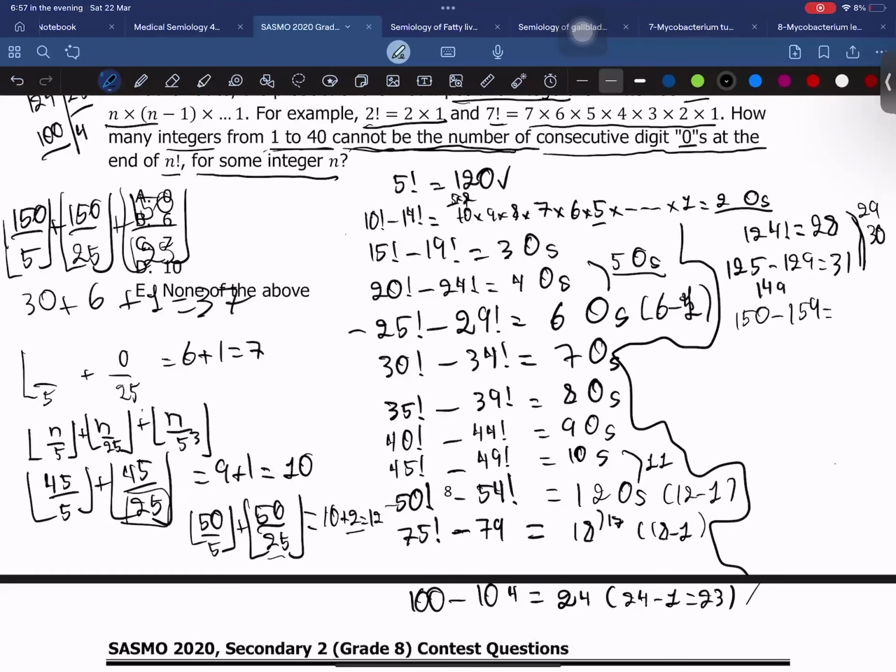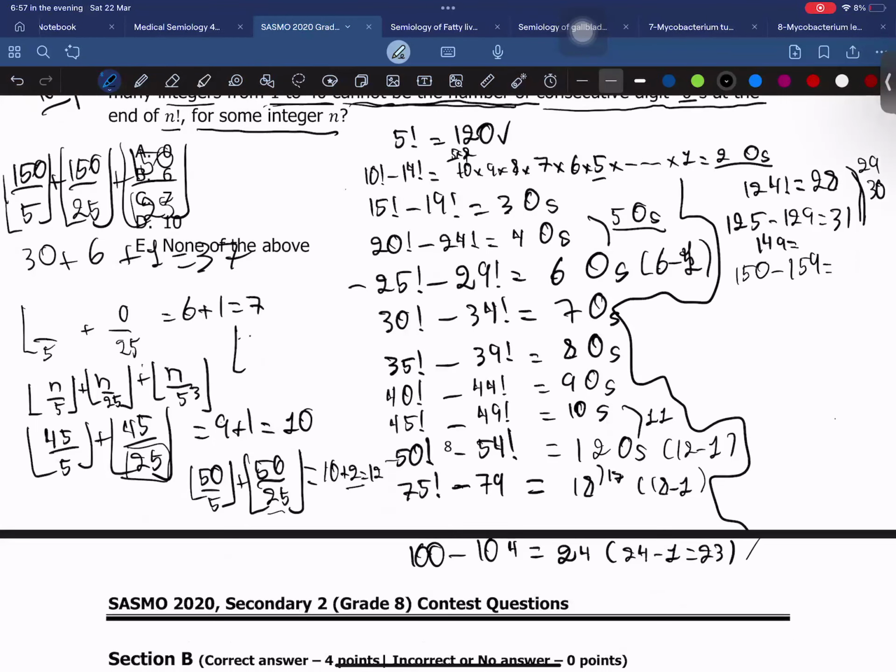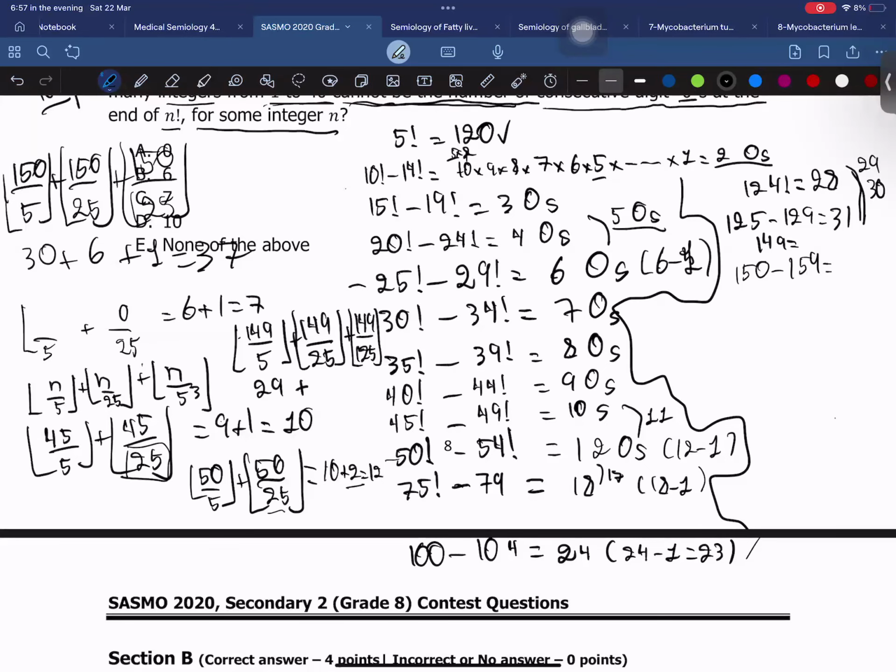Oh, so we need to test 149, which means we have 149 over 5 floor function plus 149 over 25 plus 149 over 125. We have it as what? 140, so this is 30. So this is 29 plus, this is going to be 5, and this is going to be 1. So 6, 135. So 35. This is 37. So what did we lose?